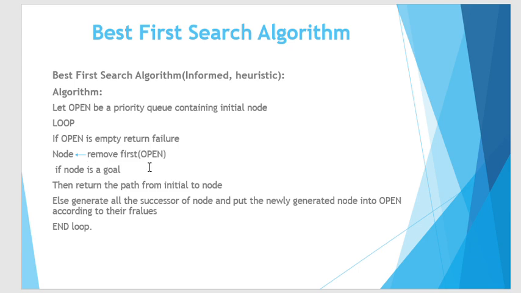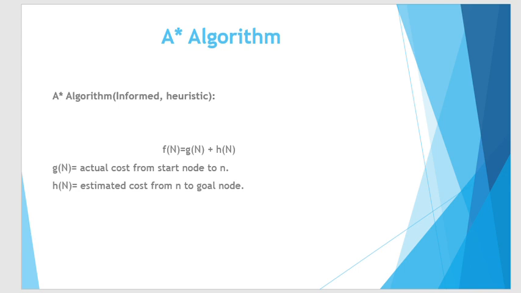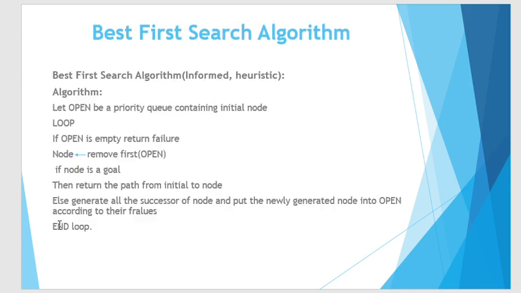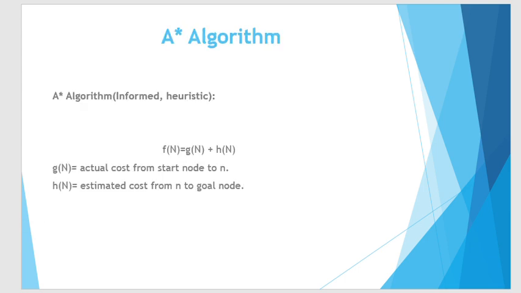If A were a goal node, then return the path from initial to node. Otherwise, in the else part, generate all the successors of node and put the newly generated nodes in open according to their f(n) values. What is the f(n) value over here? That is the heuristic value. I already mentioned it here.